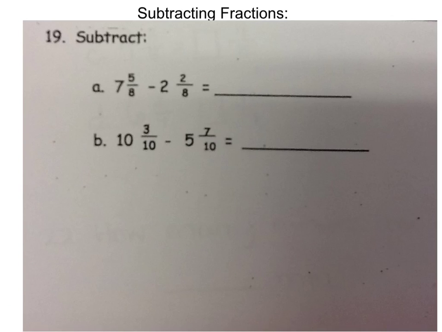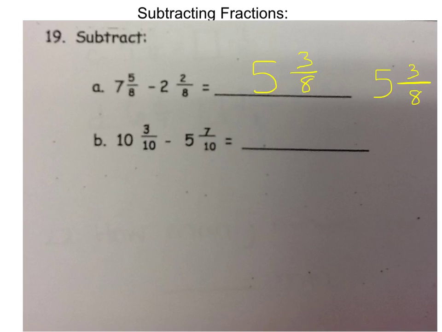Subtracting fractions is very similar to adding fractions. I notice that I have like denominators, so I don't need to change anything before I can go ahead and subtract. I'm going to subtract my numerators, so 5 minus 2 equals 3, and again my denominator is 8. 7 minus 2 is 5, so my answer for A is 5 and 3/8.